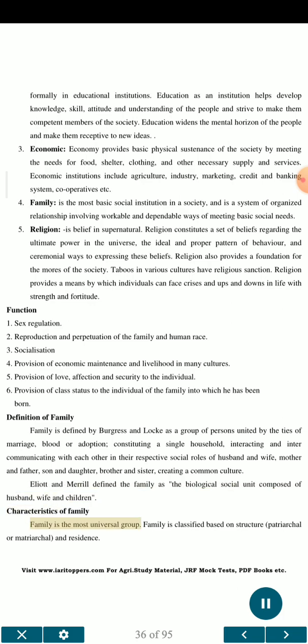Characteristics of family. Family is the most universal group. Family is classified based on structure, patriarchal or matriarchal, and residence.